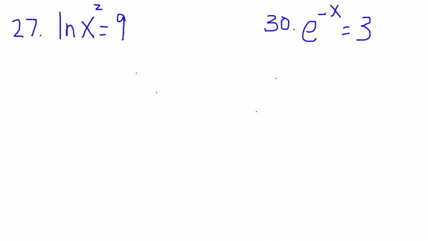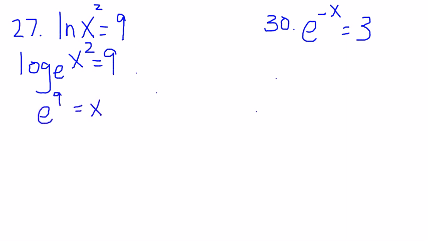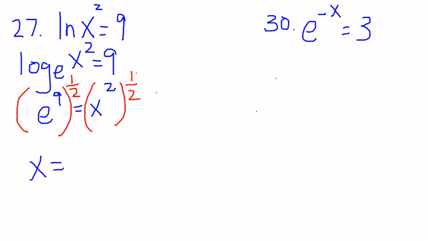This one wants us to solve for x. So if you want to think about it as log base e of x squared equals 9. So if we write it in exponential form, that's e to the 9th equals x squared. So to solve for x, we take the square root of both sides or raise both sides to the 1/2 power. So x equals e to the 9 times 1/2, so e to the 9 halves, or e to the 4.5.